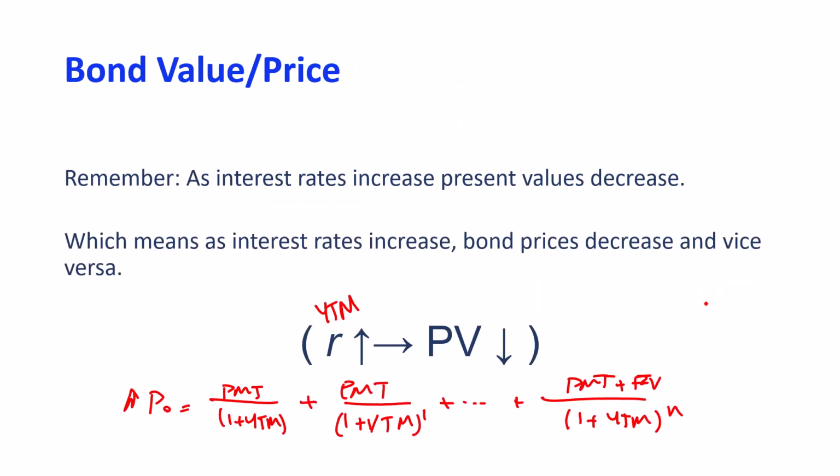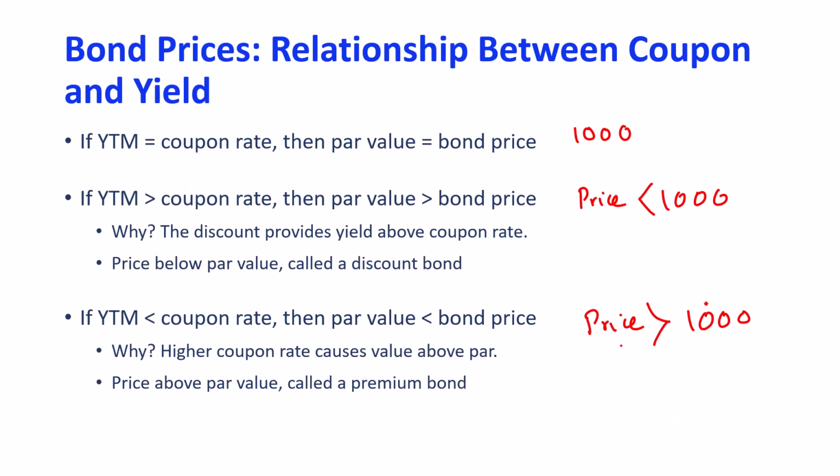There is an inverse relationship between the bond price and the yield to maturity. And then we can formalize these relationships in this slide. If yield to maturity is the same as the coupon rate, you have a par bond. If yield to maturity is greater than coupon rate, you'll have a discount bond. And if you have a yield to maturity that is less than the coupon rate, you will have a premium bond.